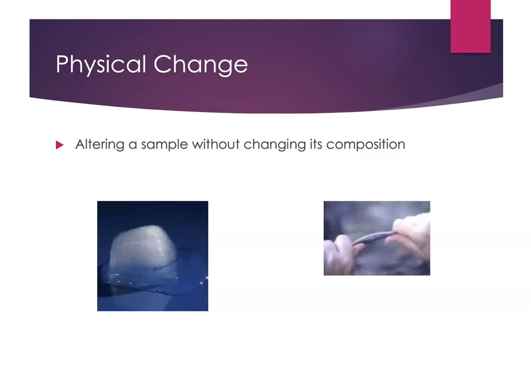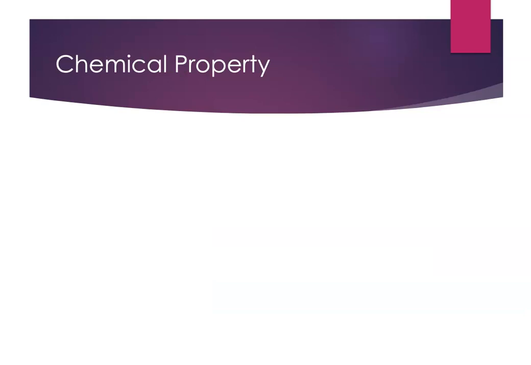I still have the same materials. I haven't changed the identity of anything in the sample, right? So that's considered a physical change, and these are very common. Your phase changes are physical changes, ripping things, tearing things, putting things together. It's a physical change. Now, chemical properties, of course, are something we're very interested in a chemistry class.